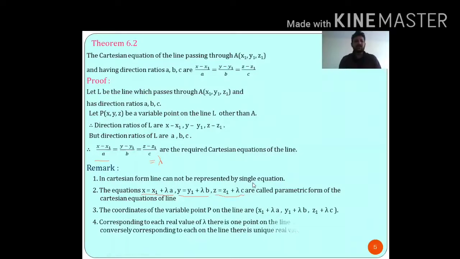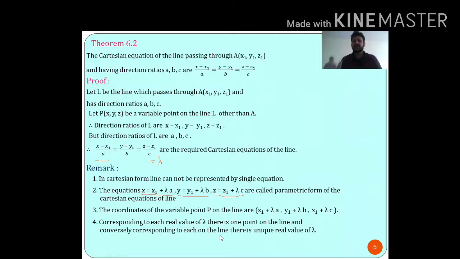Next remark, corresponding to each real value of lambda, there is one point on the line, and conversely, corresponding to each point on the line, there is a unique real value of lambda. This means for a particular point, you will get only one value of lambda.